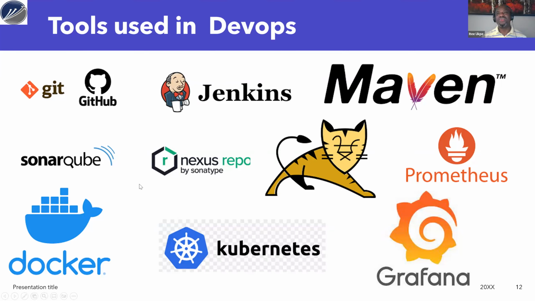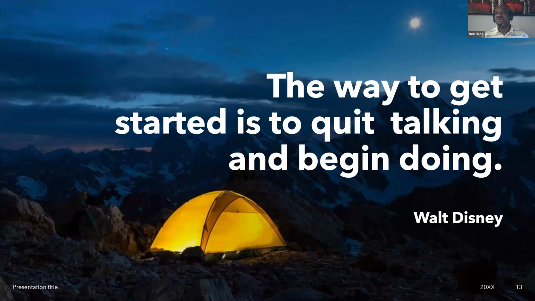So it's a whole lot that we need to learn. Like I said, I need people that are hardworking. If you're hardworking, you'll succeed. The way to get started is to quit talking and begin doing. Right? That's Walt Disney. Walt Disney said that.